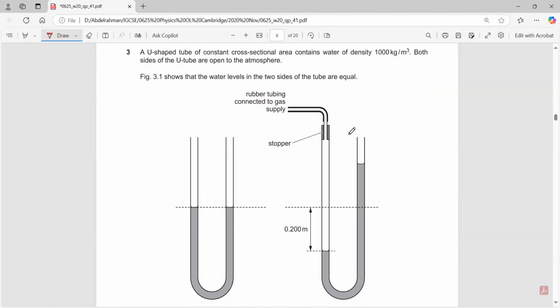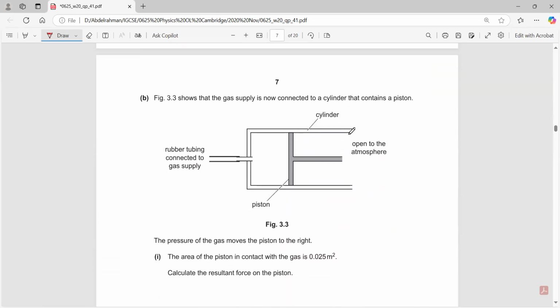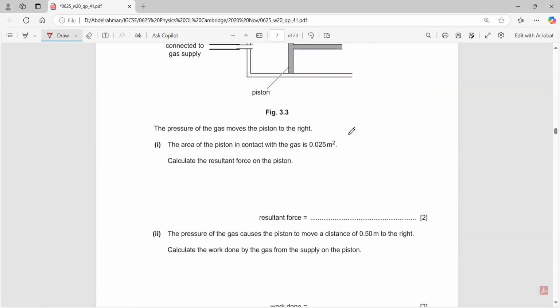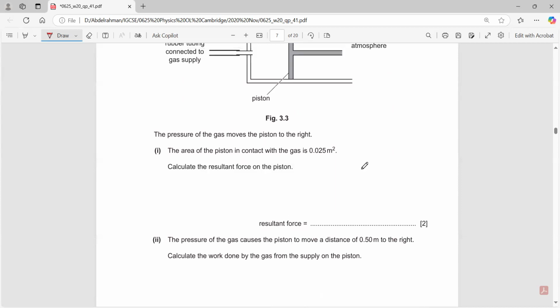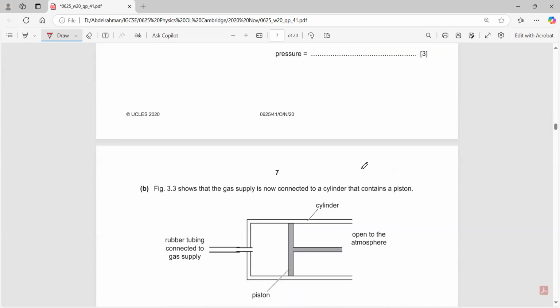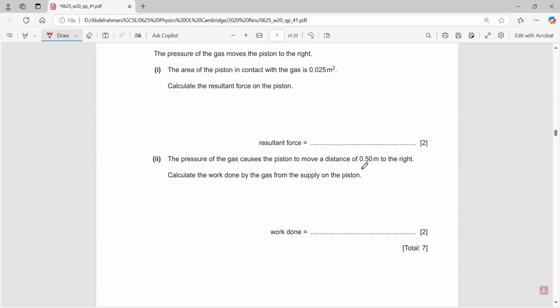Okay, question 3 has been cancelled. Manometers, you're no longer required to solve manometers, at least part A. Part B, the area of the piston, you have the area, calculate the resultant force on the piston. You do not have the pressure, so you won't be able to solve this question, because you need the pressure from the previous question. So we can just cancel out this whole question.